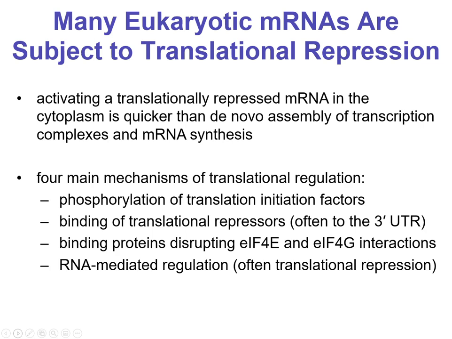Many eukaryotic mRNAs are subject to translational repression as well. So it's not enough that we can modulate how much transcript we make, but we also can control how much protein is made by controlling how many ribosomes are really able to sit down and bind to that mRNA and make a polypeptide. So activating a translationally repressed mRNA in the cytoplasm is actually way quicker than making the transcript fresh and then exporting it to the cytoplasm and then making the protein.